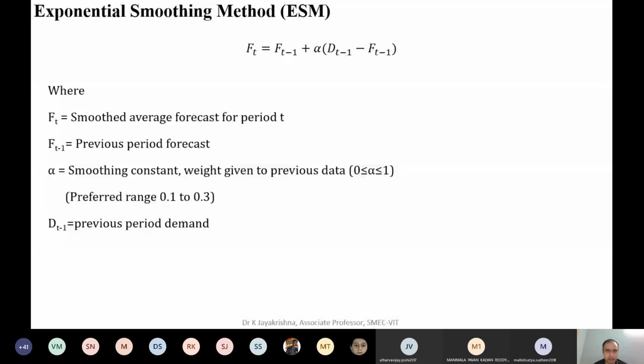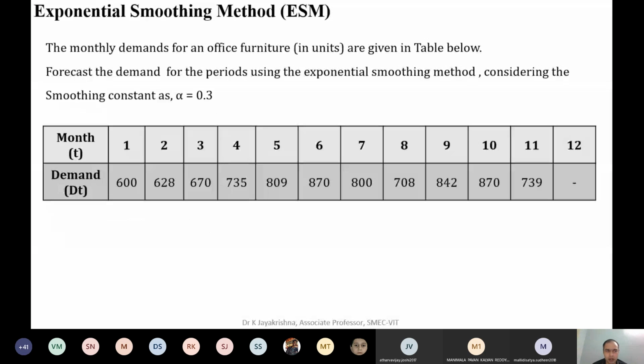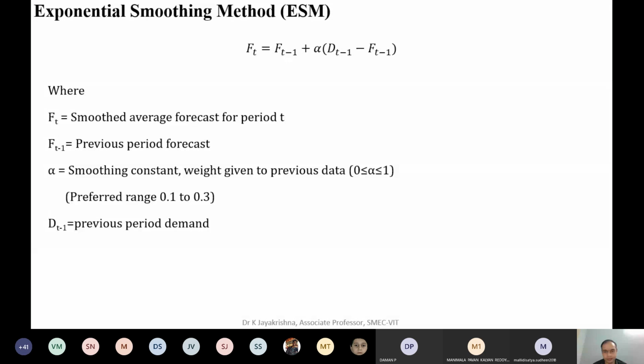I believe that you noted down this formula. So the same problem I'm taking here, and the alpha value, or the exponential smoothing value, is given as 0.3. Can you show the formula for 1 second, sir? Yeah, you can note it down. Yes, sir. Okay.